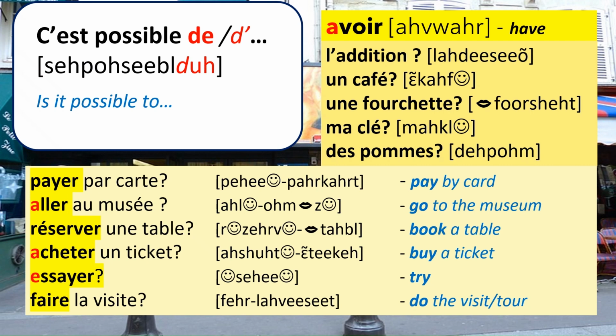C'est possible d'aller au musée. C'est possible de réserver une table. C'est possible d'acheter un ticket. C'est possible d'essayer. C'est possible de faire la visite.